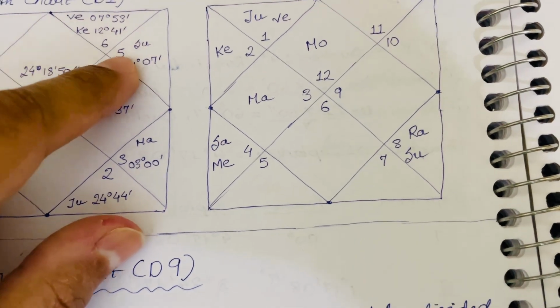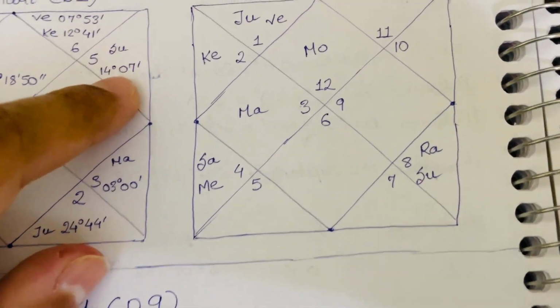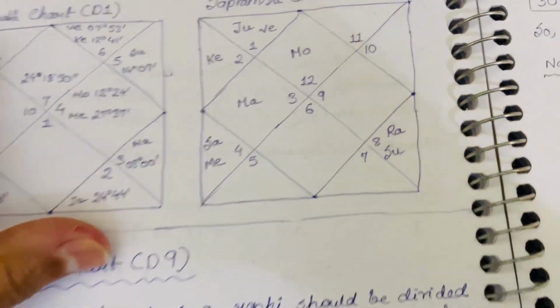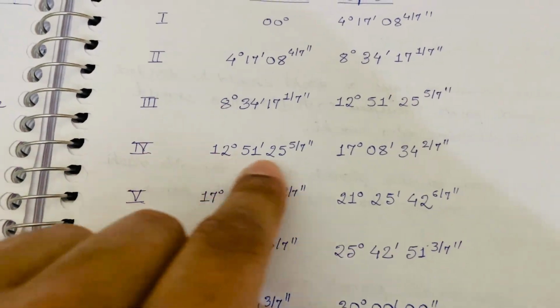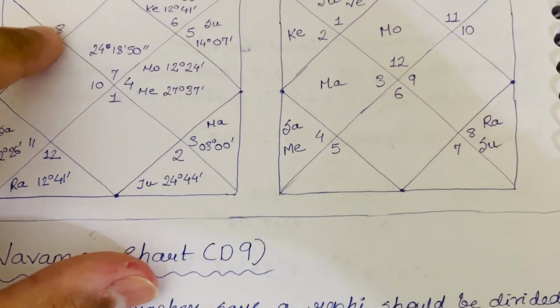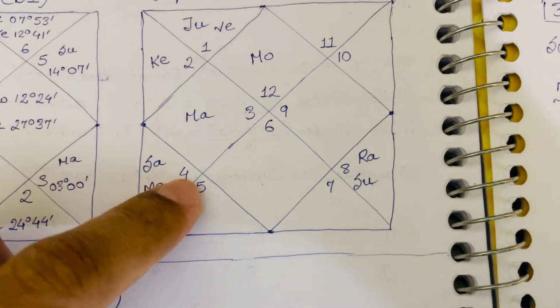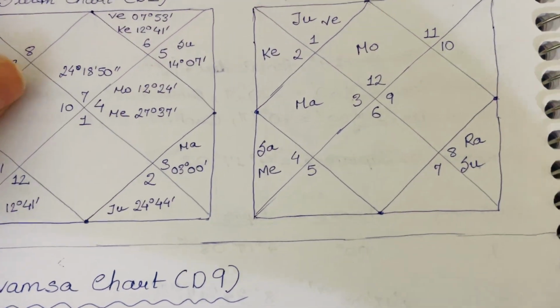For Sun, it is an odd sign. Odd sign means counting will happen from the same sign. Counting will happen from here only. 14 degree 07 minutes means it's the 4th Saptamsha. Count 4 from here: 1, 2, 3, 4. So Sun will come in the sign of Scorpio in the Saptamsha chart. Wonderfully done.